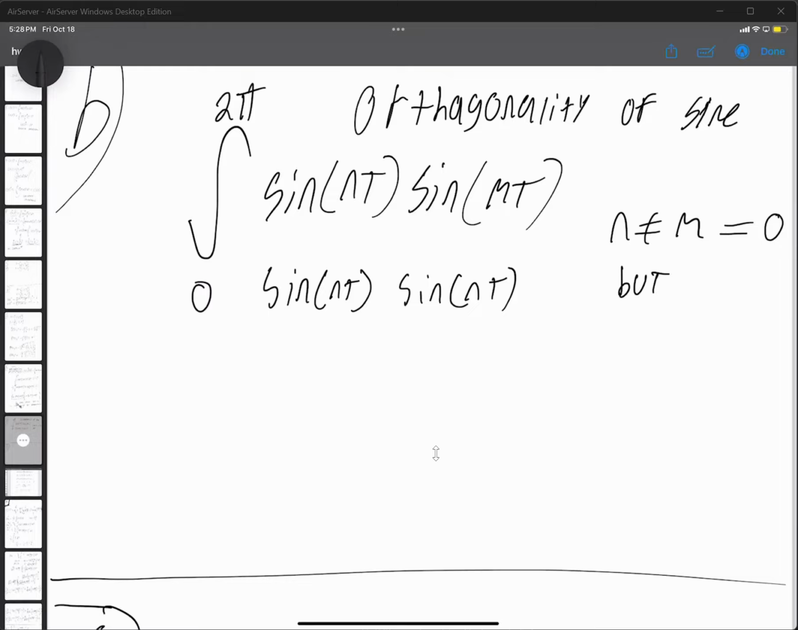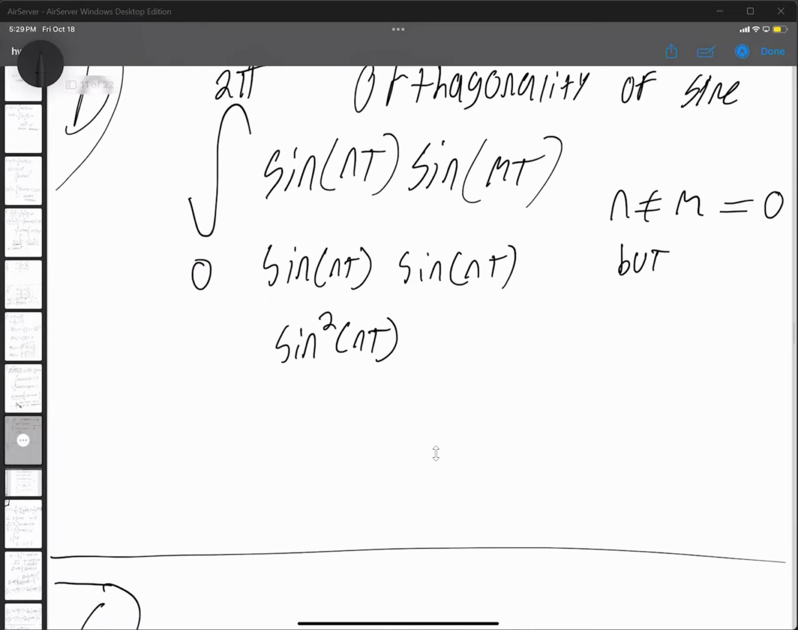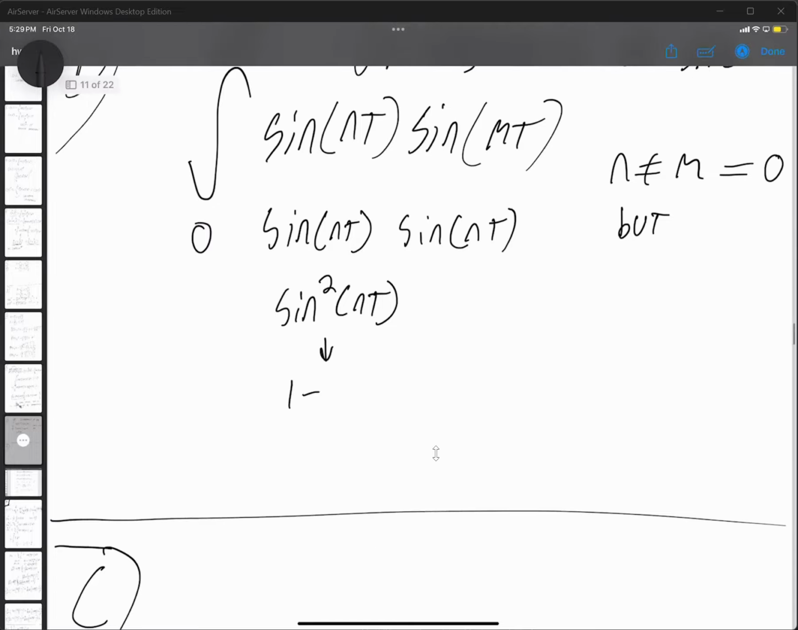You have sine squared of nt. Well, you may think, well, this is still a sine function. You integrate it, blah, blah, blah, 0 to 2 pi. You're going to get 0. But if you do this conversion, right, you'll see, what is that equal to? 1 minus cosine of 2nt, divided by 2.